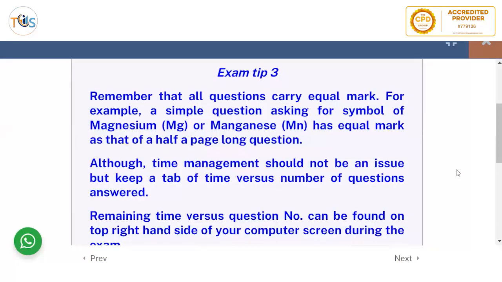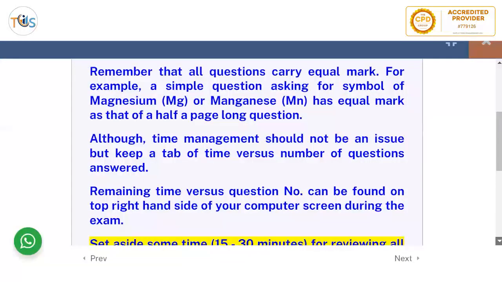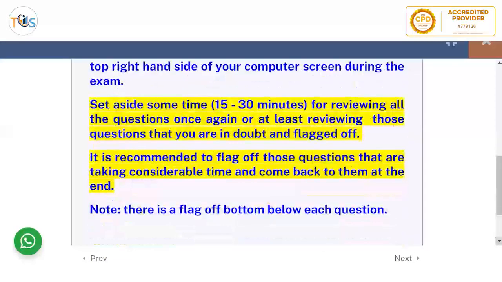Remember that all questions carry equal marks. For example, a simple question asking for the symbol of magnesium, Mg, or manganese has equal marks as that of a half-page long question. Although time management should not be an issue, keep a tab of time versus number of questions answered. Set aside around 15 to 30 minutes for reviewing all questions once again, or at least reviewing those questions that you are in doubt about and flagged during the exam. It's recommended to flag those questions that are taking considerable time and come back to them at the end, so you're not short of time.